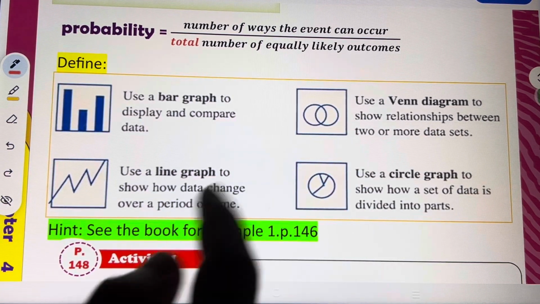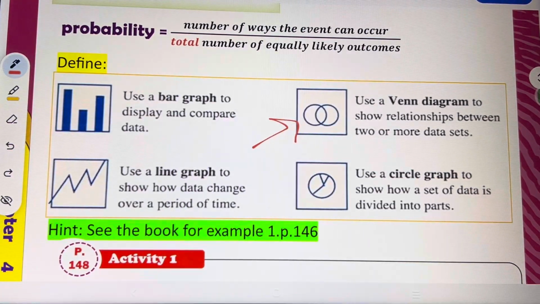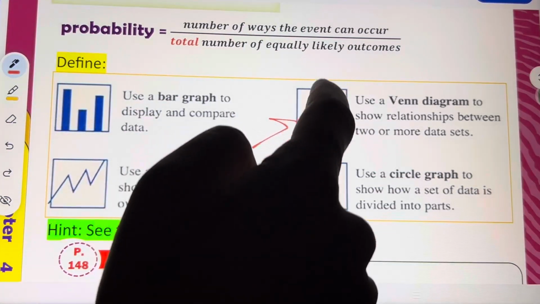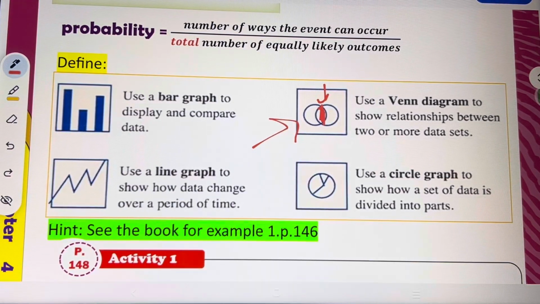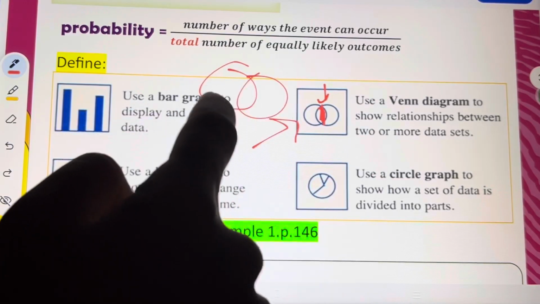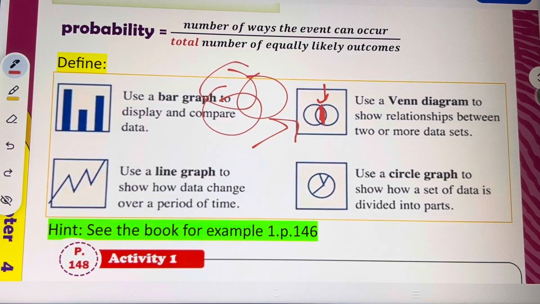What is a Venn diagram? This is the shape. This is how we draw it. It's like two circles, and the middle part in here is the one that's common between both circles. It shows the relationship between two or more data sets. So these two circles, it can be more than two. It can be three circles or four.